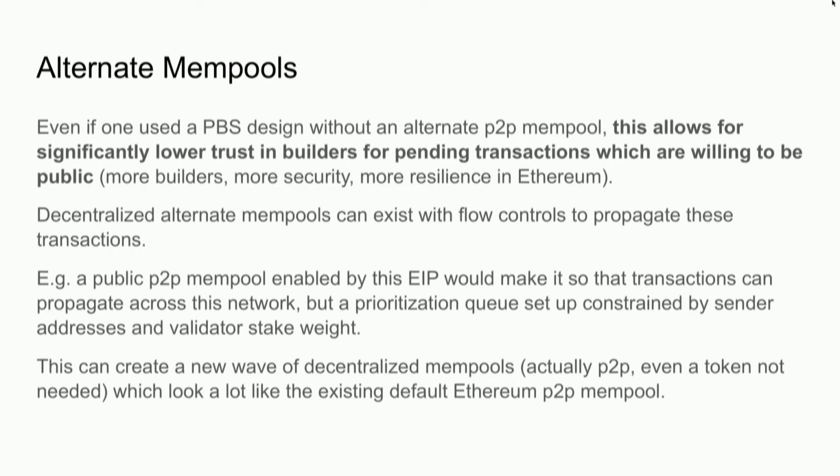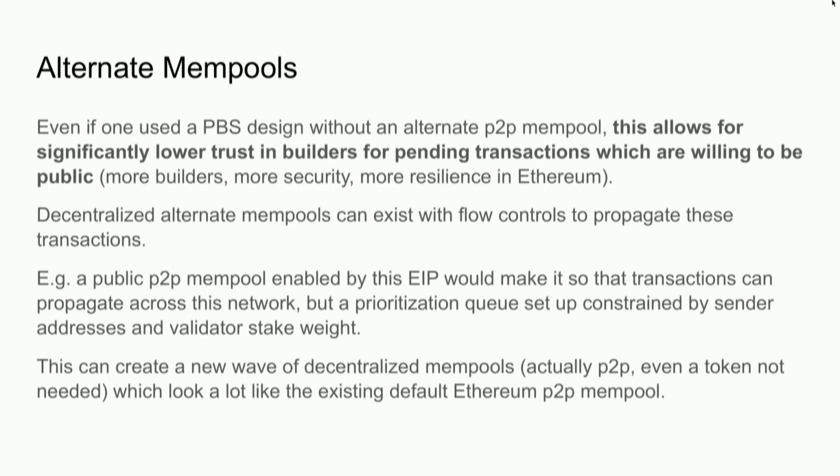So in order to construct these alternate mempools, an example would be you have some type of public mempool in addition to the existing mempool. It looks a lot like it, except there's flow controls. So if you're an account, let's say you're staking 32 ETH, you can broadcast it along a certain amount, maybe let's say 1 per minute, or whatever the flow rate is. And then you also have a priority queue algorithm attached to it.